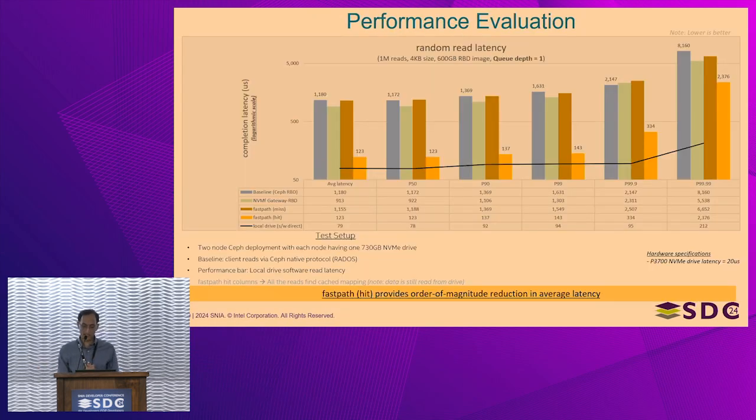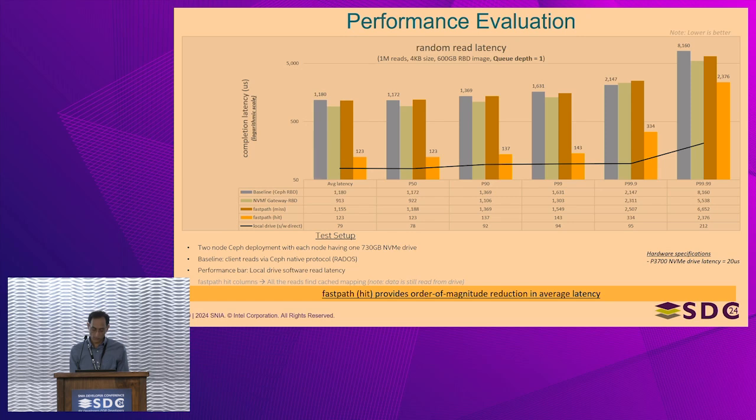So here are the results that we got. Random read latencies, 1 million reads of a small 4 kilobyte size each over a 600 GB RBD image with a queue depth of 1. That's kind of the hardest thing in the sense that there's no parallelism to exploit. There's just one IO request. What's your latency, right? So that's what we wanted to measure. On the y-axis, it's the completion latency in microseconds. And I want to point out this is a log scale. On the x-axis, we have the average and the different percentile completion latencies.